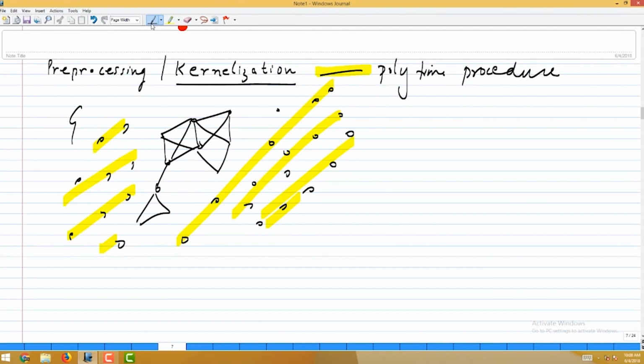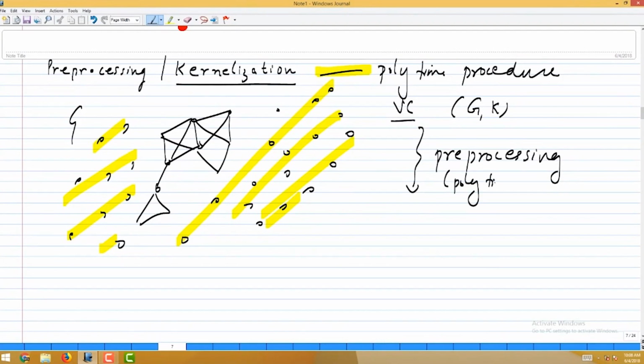Let's say we were solving vertex cover. So we were given as input a graph G and an integer k. For this problem, for example, I would do preprocessing, by which I mean I'll run some polynomial time procedure, and I would want to reduce it to an equivalent problem. I would throw away some irrelevant vertices from the graph, and based on that I might want to change my budget k or not, so that is k prime, and I get this graph G prime here.